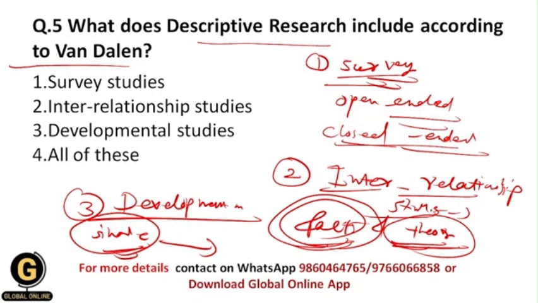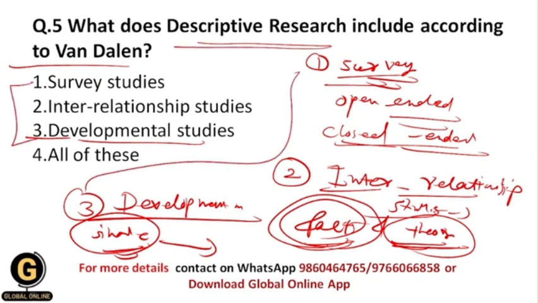Okay, and this is nothing but developmental study. So these are the studies which are included in the descriptive research, because these are the studies in which we are going to describe the characteristics of the things. Okay, and that's why the correct answer over here is all of these.